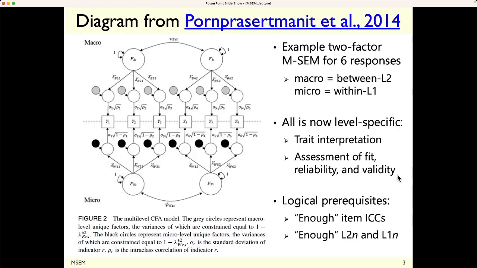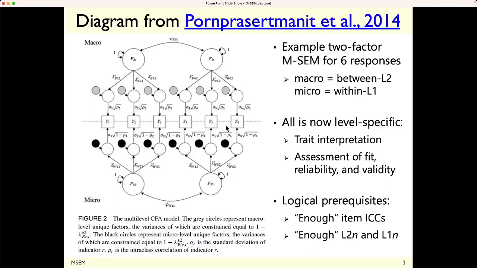There we go. So here's a diagram that I stole from this paper because these diagrams take a very long time to make. That describes the idea. So in this example, there are 2 different factors, and there is a macro level here, which I would call level 2 between, and a micro level that I would call level 1 within. So micro would be the students in our example, and macro would be the schools.